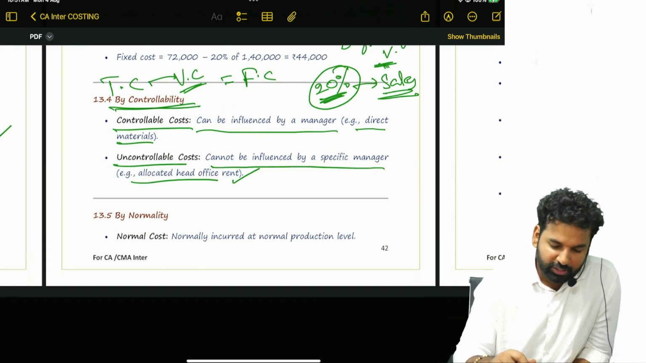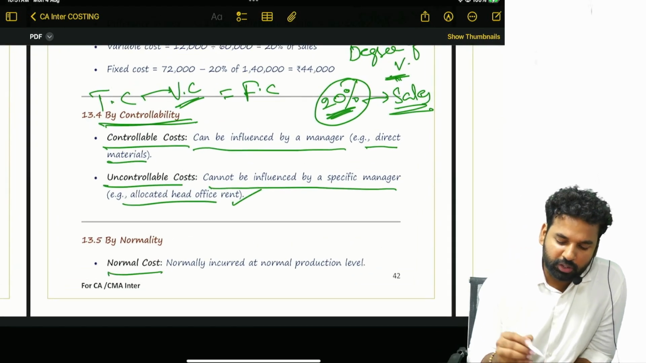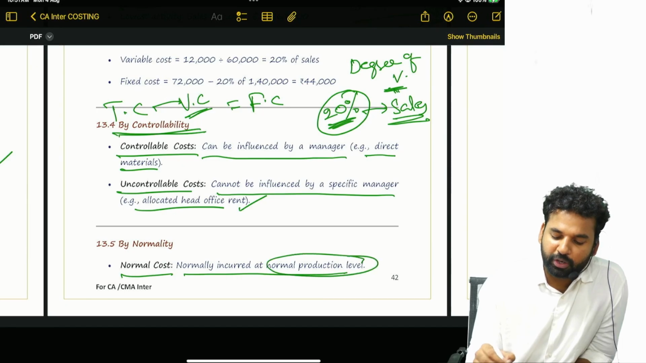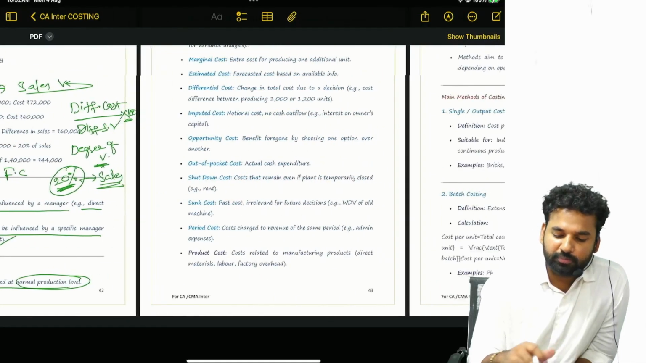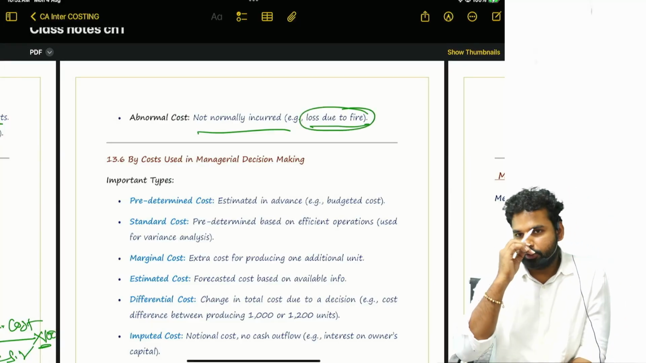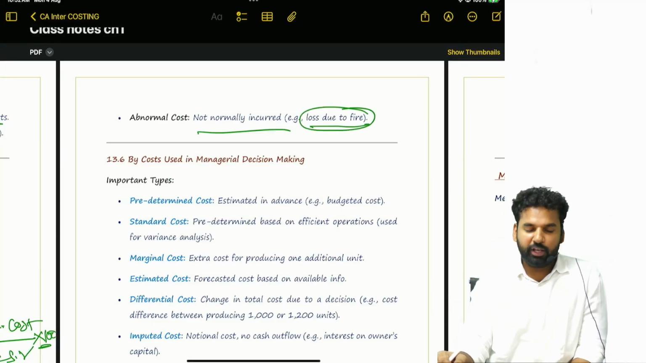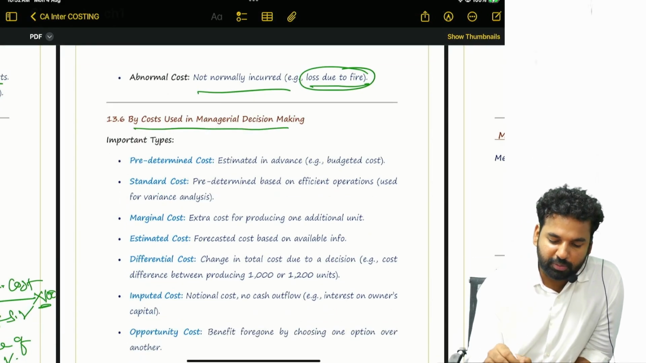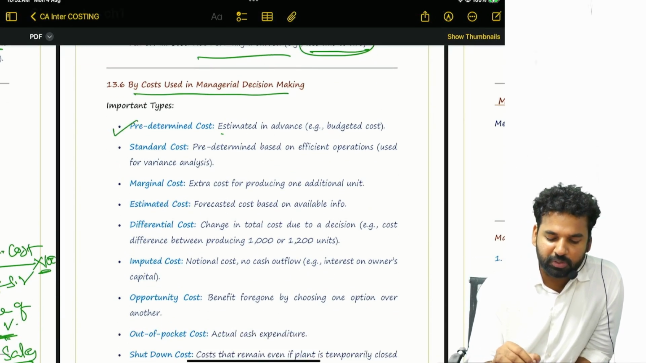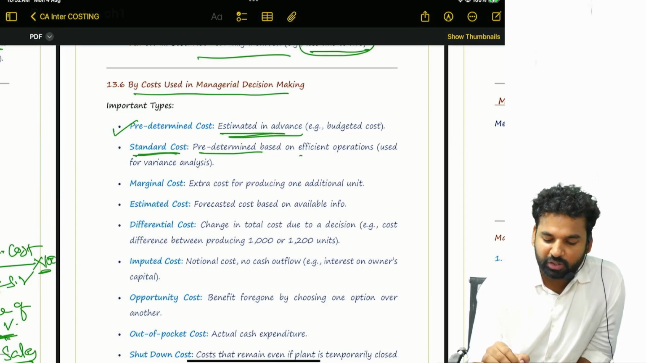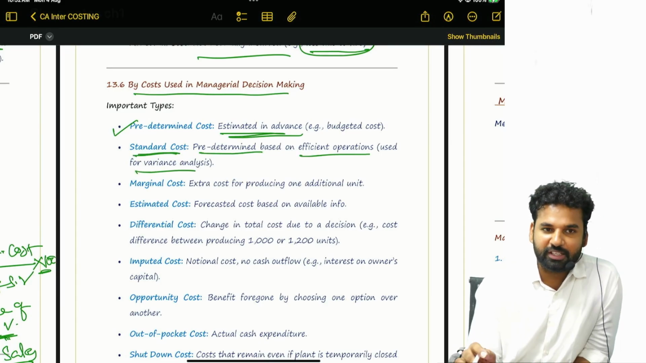So like this. Next, based on normality, normal cost, abnormal cost. Normal costs are incurred at a normal production level. Abnormal costs are generally not normally incurred, just loss due to fire, loss due to accident. Okay, so like this, abnormal cost will be there. Next, by cost used in managerial decision making, predetermined cost means estimated cost in advance. Standard cost means predetermined cost based on efficient operations, used for various analysis.